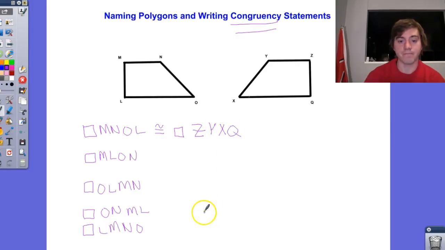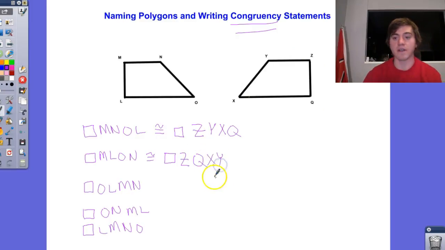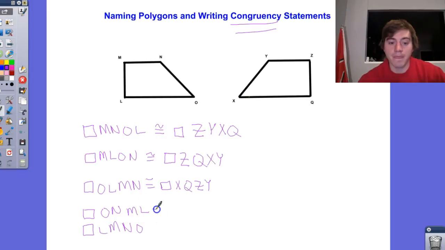X, Q. Okay, if I chose this one, again M corresponds with Z, but I know I'm going the other way. This is ML, so this is ZQ. It has to go in the same direction, so I got ZQXY over here. Okay? Let's do a couple more here. OLMN, that's O, that matches up with X. And then which way did I go? L, it's going along this way. So Q, ZY. Again, this one just goes the other way. We start with X, but it's going the other way. Y, Z, Q.